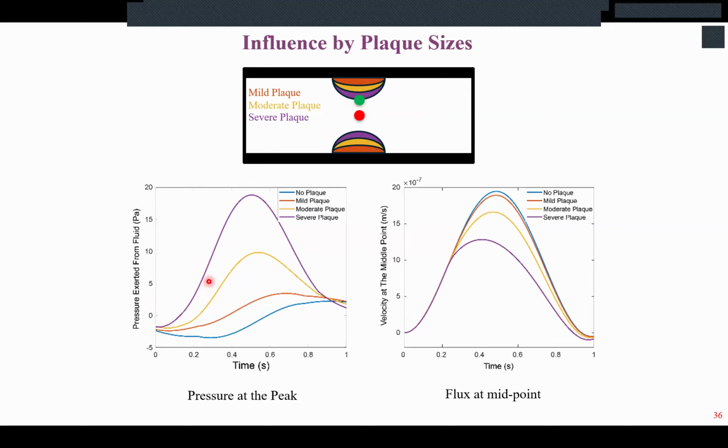The pressure will increase quadratically as the plug size increases, while the fluid velocity at the red point will also decrease, kind of quadratically, not strictly, but kind of like quadratic as the plug size increases.